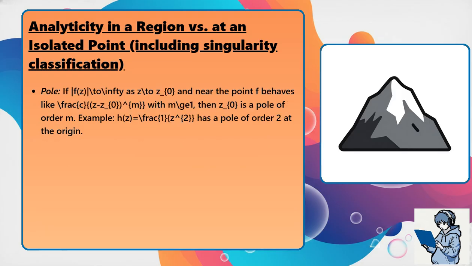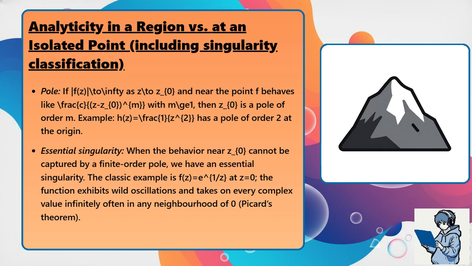Pole: if the absolute value of f(z) tends to infinity as z approaches z₀, and near the point f behaves like c over (z − z₀)^m with m ≥ 1, then z₀ is a pole of order m. Example: h(z) = 1/z² has a pole of order 2 at the origin.